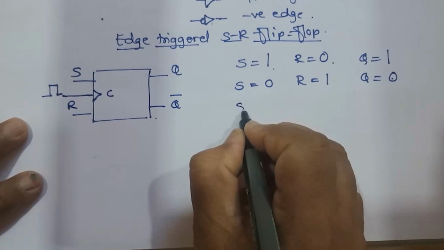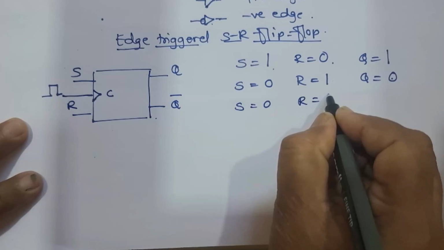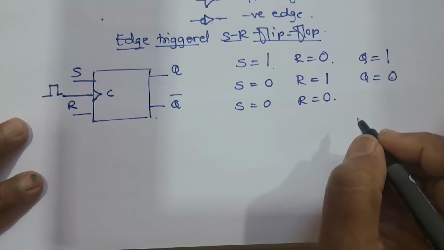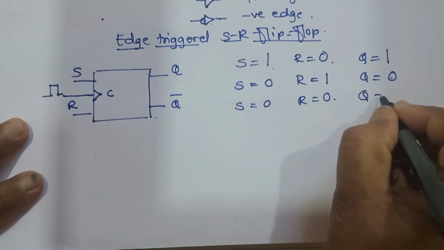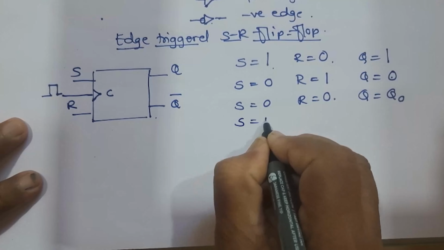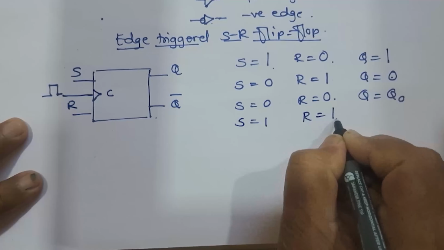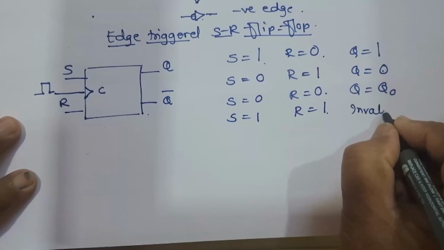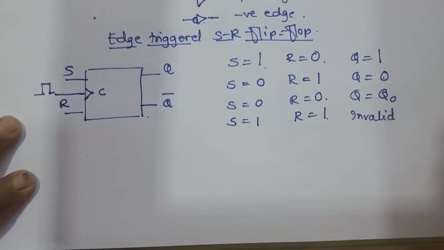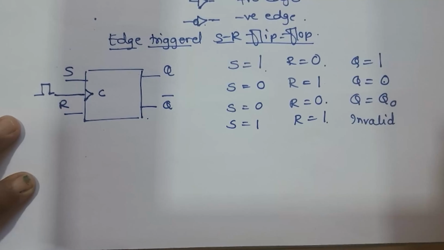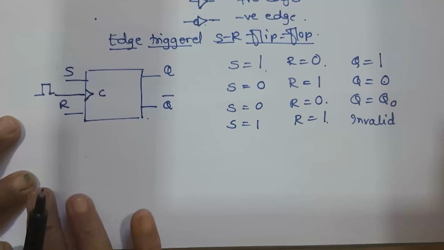When both S and R are 0, or low, the output does not change from the prior state. So Q is equal to Q0, whatever may be the prior state. While when both S is equal to 1 and R is equal to 1 simultaneously, an invalid condition exists.